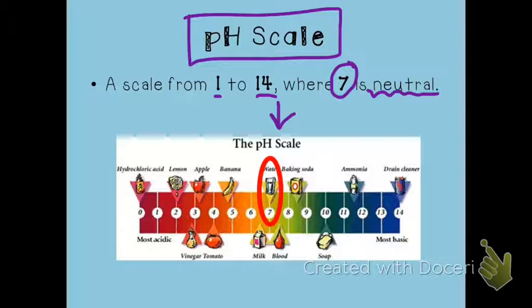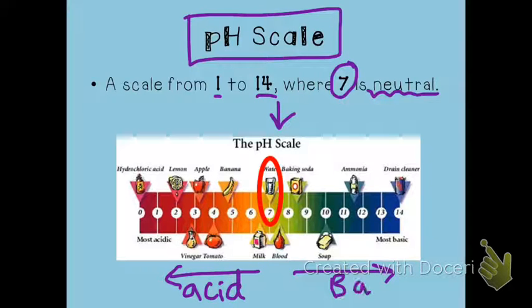Right, so let's look down here at the lower end. So everything below 7 is considered to be an acid. Okay, everything below 7 is considered to be an acid. And the lower the number is going to be the stronger the acid. Right? Everything above 7 is considered to be a base.